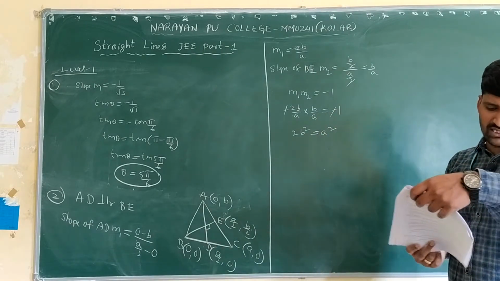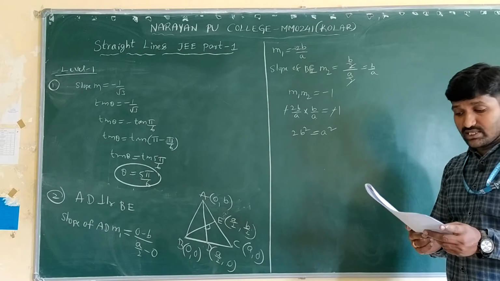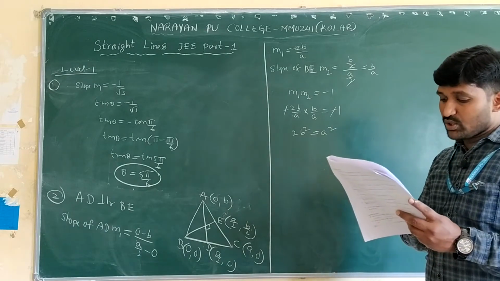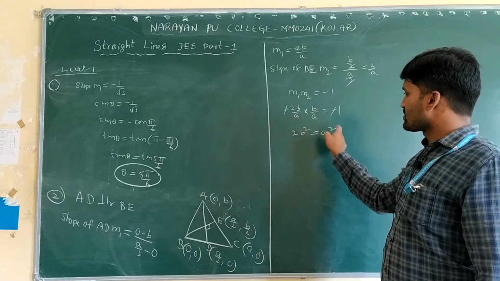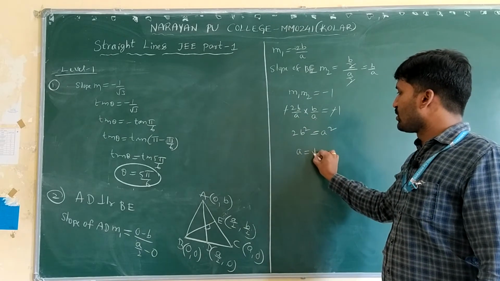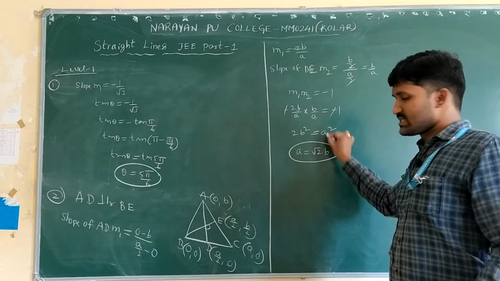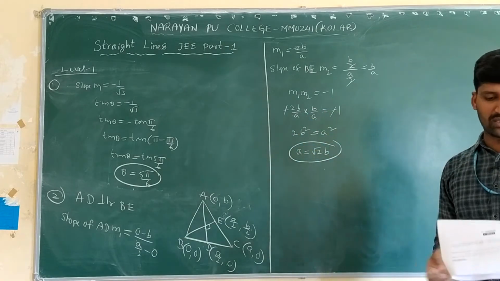They have given options like this: B is equal to root 2A, A is equal to root 2B, and B is equal to minus root 2A, A is equal to minus root B. If you send this part to this side, what will we get? A is equal to root 2B. This option is there only in the second.